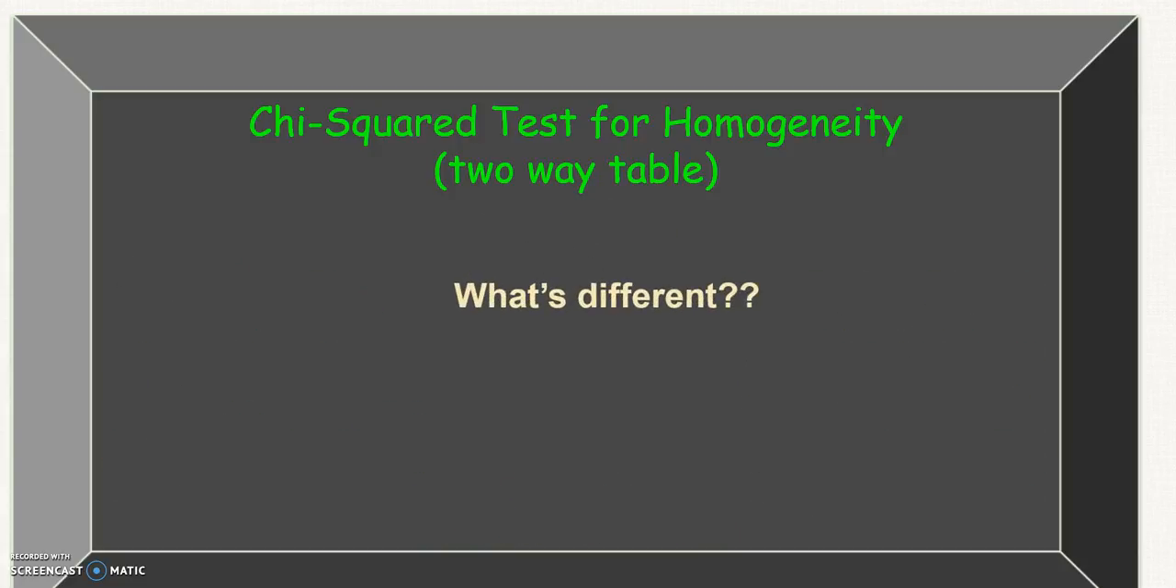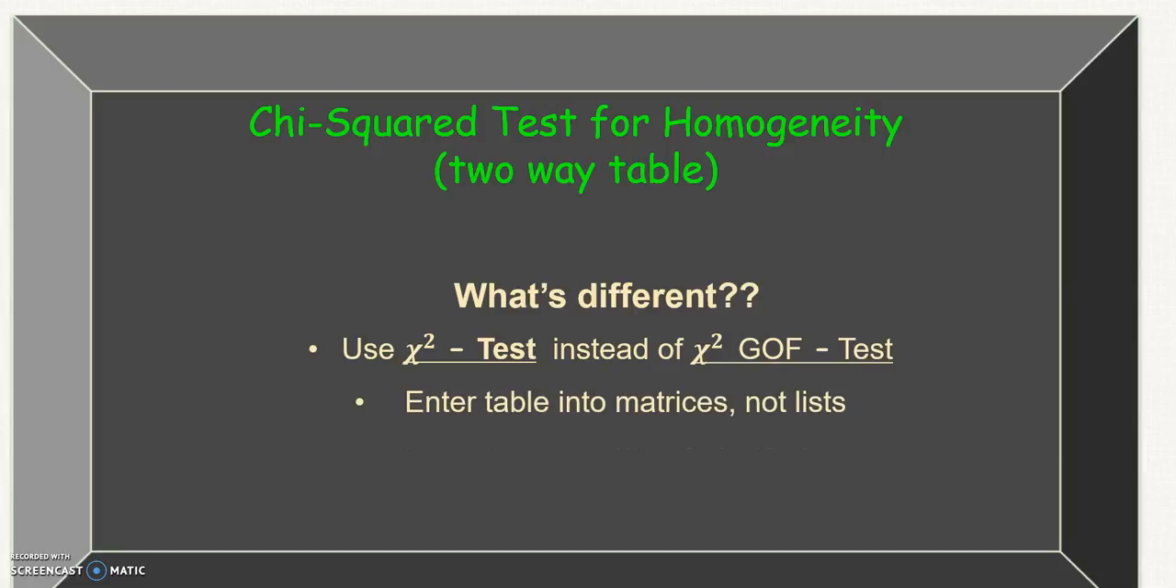So what is different? Well, as we talked about already, you are going to choose a different test in your calculator. We are actually going to enter the data into matrices instead of lists. And the degrees of freedom is going to change, so we are going to take the number of rows minus 1 times the number of columns minus 1.